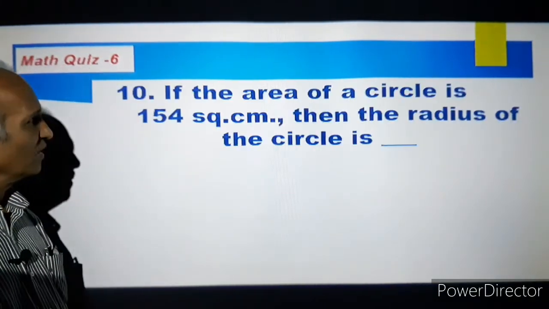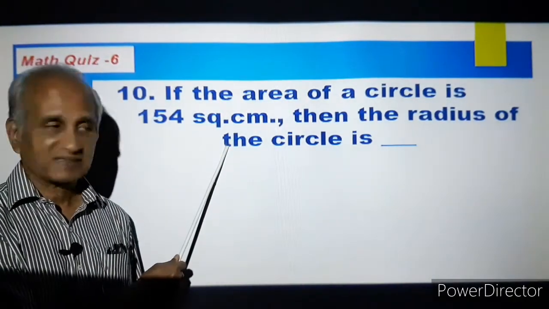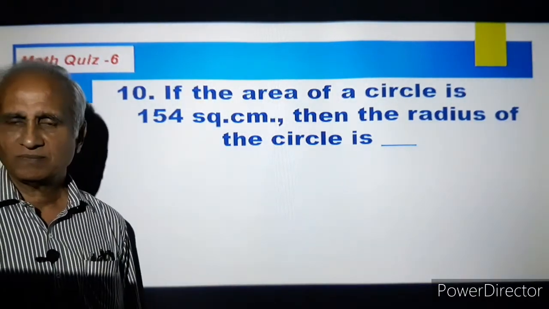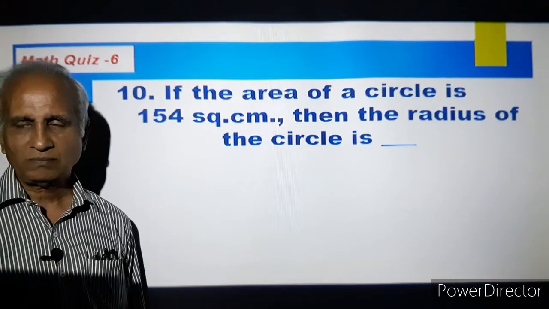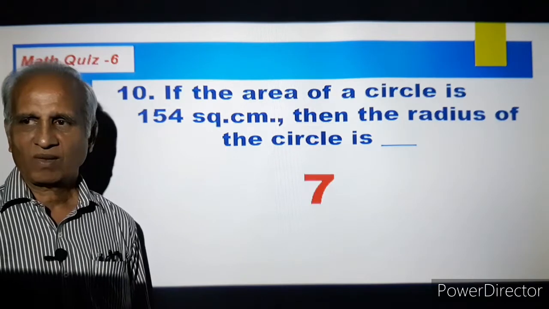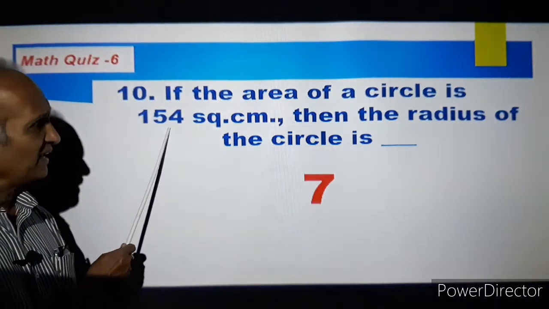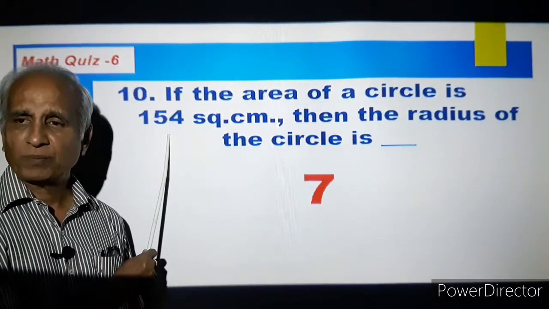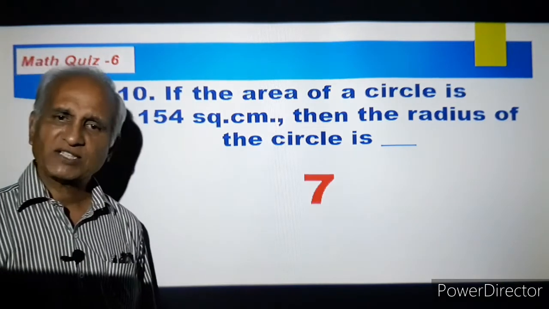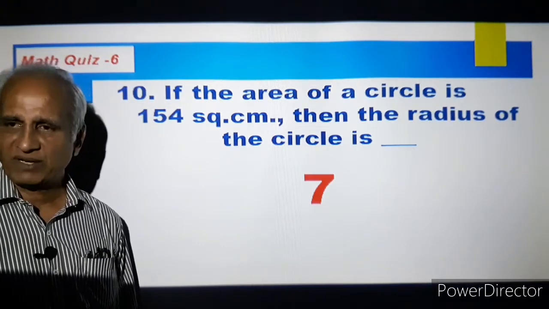Next, 10th question. If the area of a circle is 154 square centimeters, then the radius of the circle is... You know the area of the circle. It is 154. What you want to find out is the radius. So 154 has to be divided by pi. The value of pi is 22 over 7.